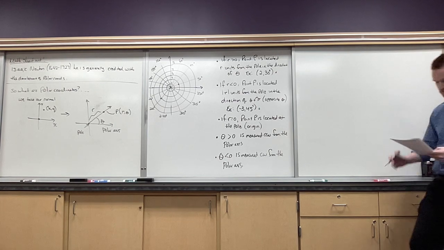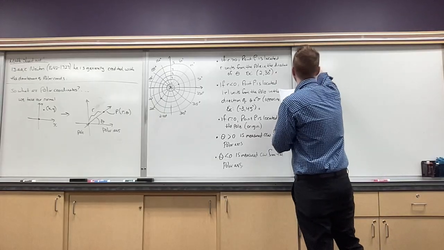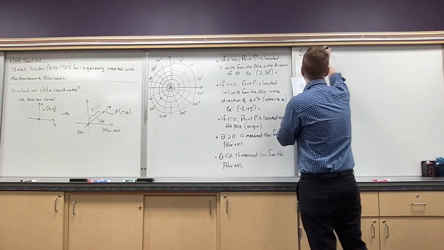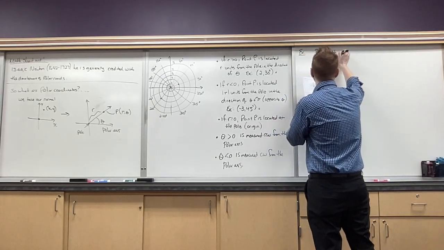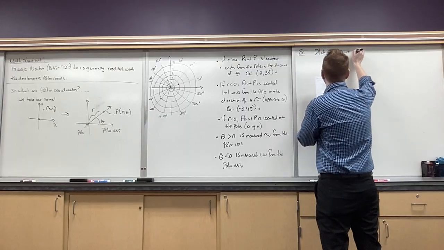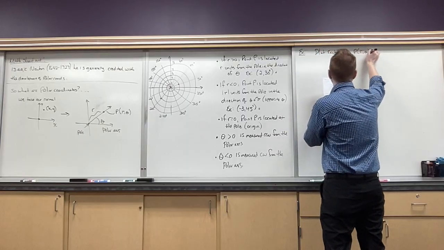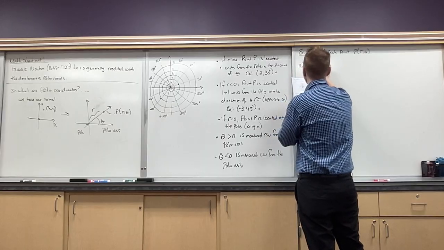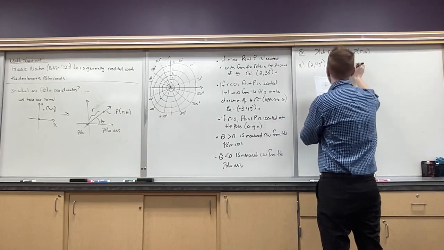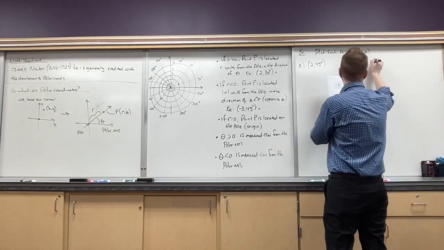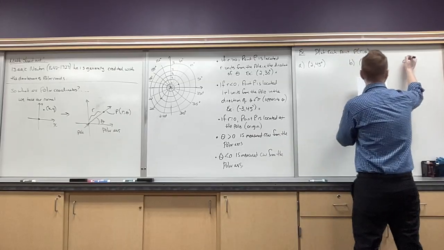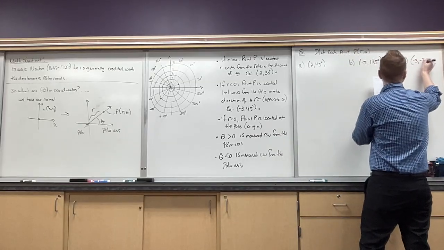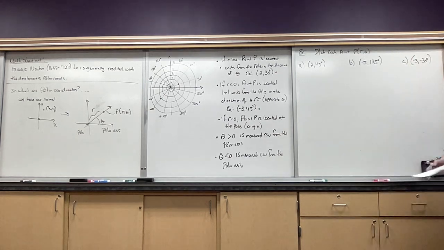Let's try an example out. So we're going to plot each point, and I got 3 of them. Those are the 3 points I'm going to plot in the polar coordinate grid.